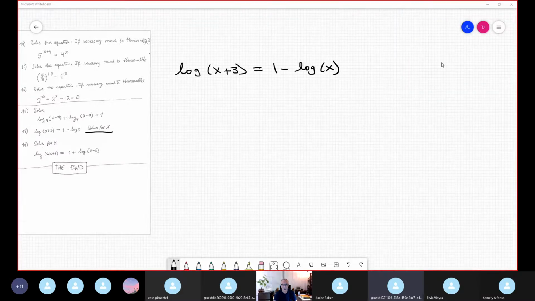Base 2 is non-standard. Base 3 is non-standard. The only standard that we have is 10 and e, that is, common or natural. So it's the default, no discussion. I know that the base is 10. Okay? So we start. Okay, what should I do?